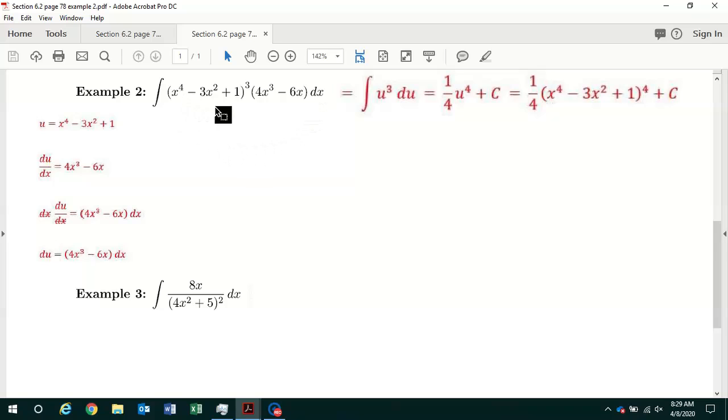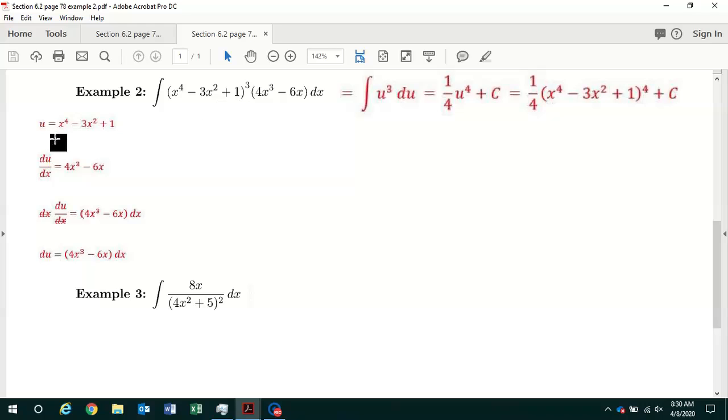Well, if you look closely, what's inside the parentheses here, the derivative of x to the 4th is 4x cubed, and the derivative of minus 3x squared is minus 6x, and the derivative of the constant is 0. So the derivative of what's inside the parentheses here is what's inside the parentheses here. So setting u equal to x to the 4th minus 3x squared plus 1 is a good candidate for the u substitution method.